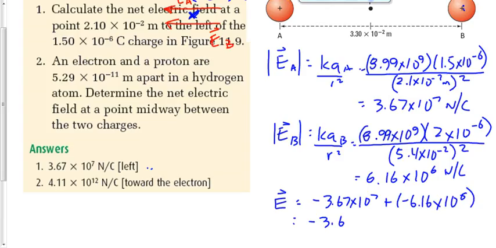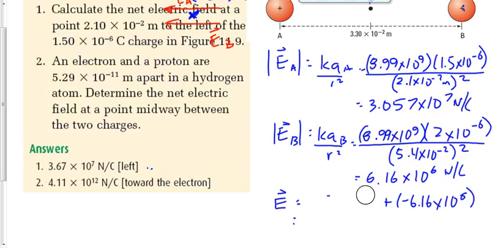3.67, what'd you get? 3.057, anybody else get that? Okay, so 3.057, Nikki gave me the final answer, I guess. 3.057 times 10 to the 7. And when you add those up, you should get negative 3.057 times 10 to the 7 newtons per coulomb.